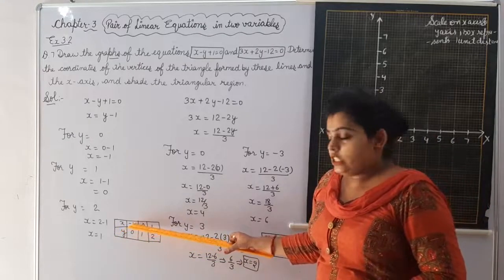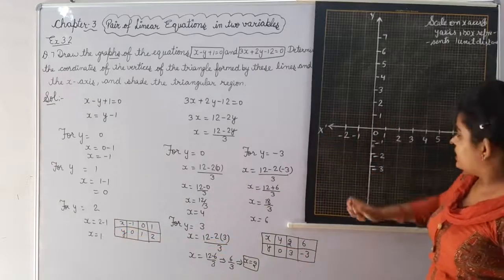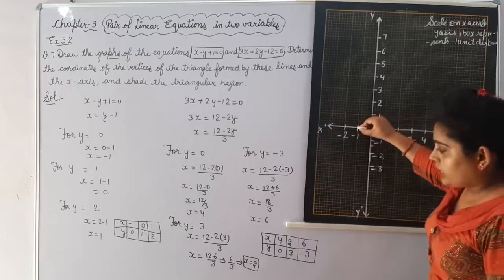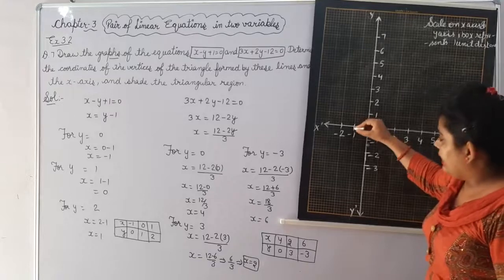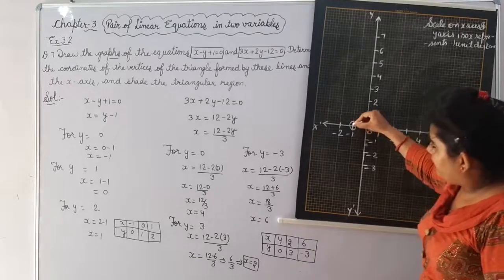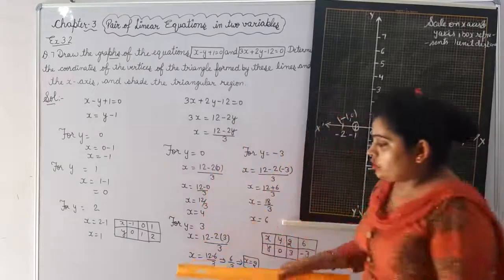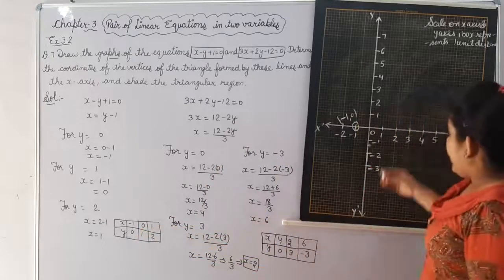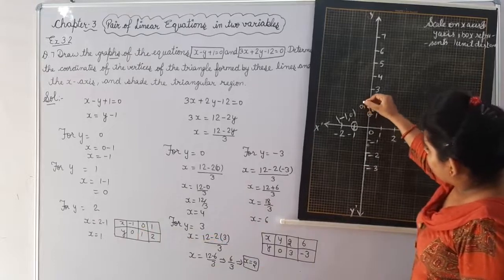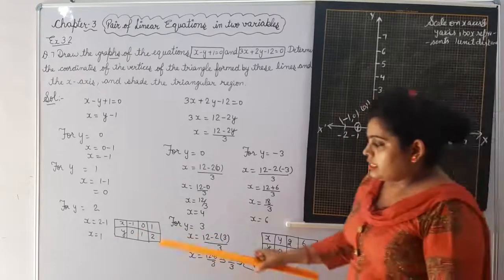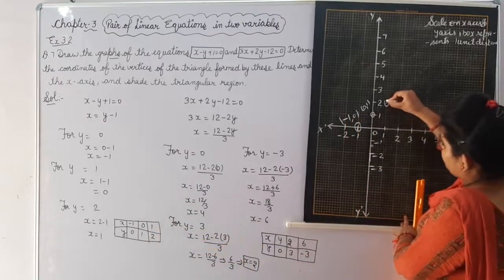Now come to the solution of the first equation. If x is equal to minus 1, y is 0, and we know that x is minus on the left hand side of the y axis. This is x, and x is minus 1, y is 0, and y is 0 at the x axis. Now circle this and write minus 1, 0. After this, the next point: x is 0, y is 1. Mark it and write 0, 1. After this, x is 1, y is 2. x is 1 here and y is 2 upside, a positive value.